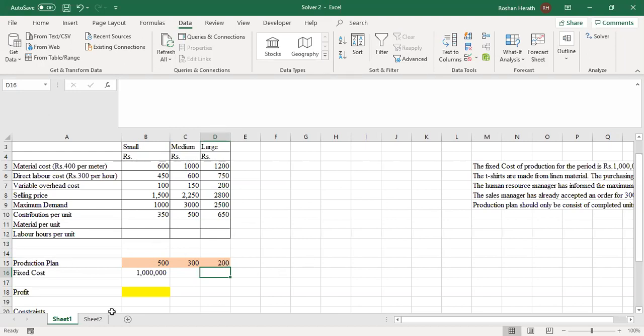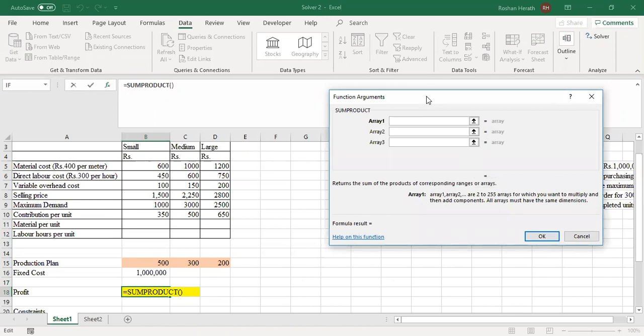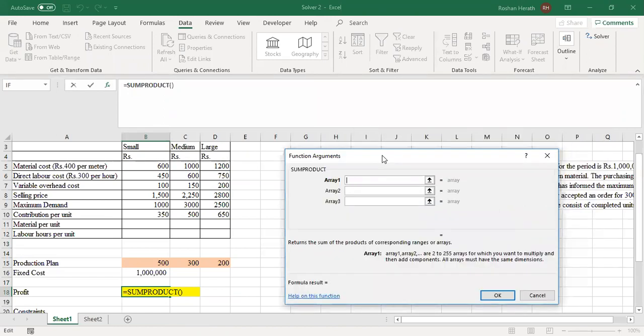Now I have all the required information to work out the profit. So how might I get it? You were exposed to the sum product. By using this sum product function, you can multiply and get the total of the range. Otherwise you may have to do it individually by considering each and every cell separately. But here, if you apply sum product, you can do that in a more efficient way. It gives you the option to multiply and get the total of the range. So we may get the contribution per unit.